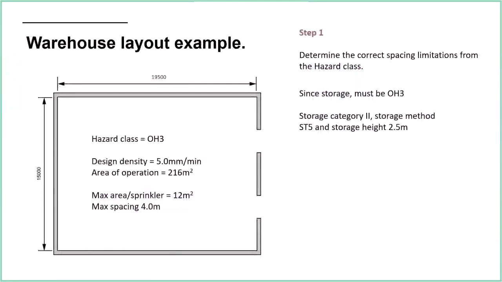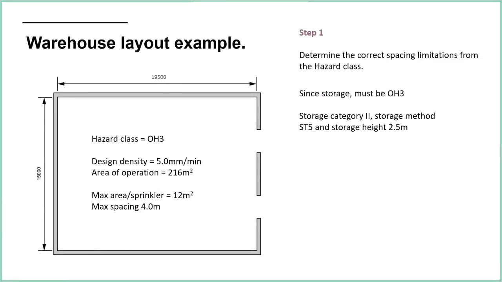Okay, let's go through an example now then. So this is a warehouse. It's a storage warehouse, let's say for footwear or something. And we've got a storage category 2 here, storage methods ST5. I'm not going to go into that today, but the key thing is it's OH3 protection. So the design density is 5. The maximum area of operation is 260 meters squared. Again, we don't have to worry too much about that. The maximum area per sprinkler is therefore 12, and the maximum spacing is 4.